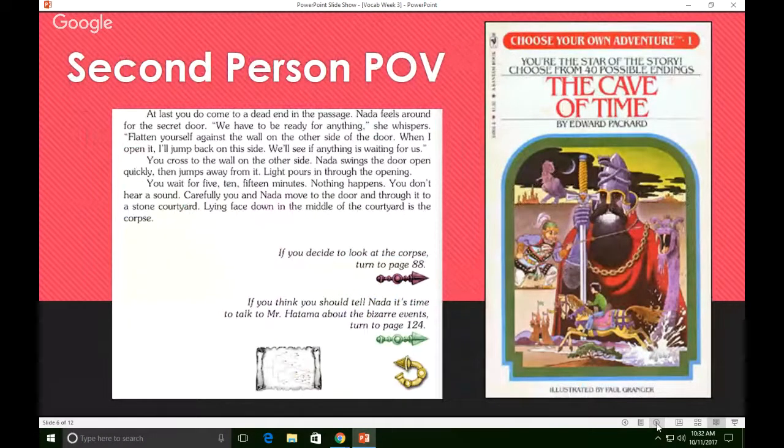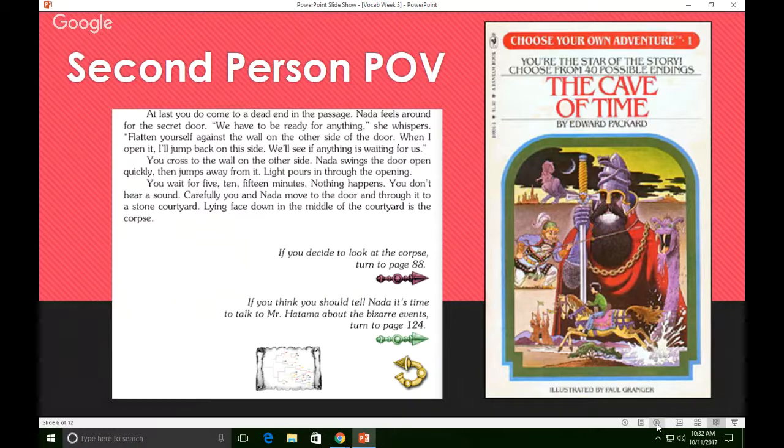Second person point of view, this is a really fun one, but it's also one that's not used very often. Couple things to think of when you think of second person point of view. You have events related as they happen to the reader. It's meant to draw you into the story, and it uses the word you. The most common example that I can think of in literature is choose your own adventure books.